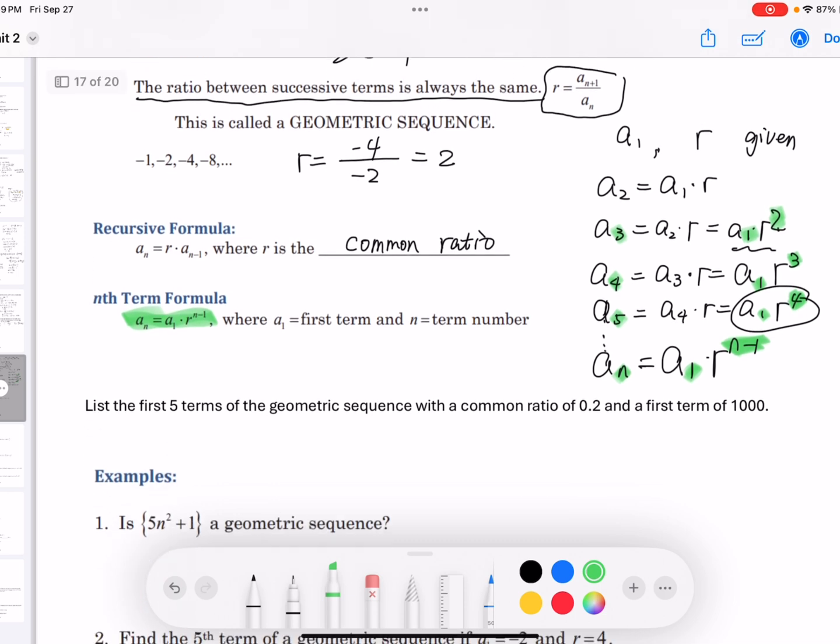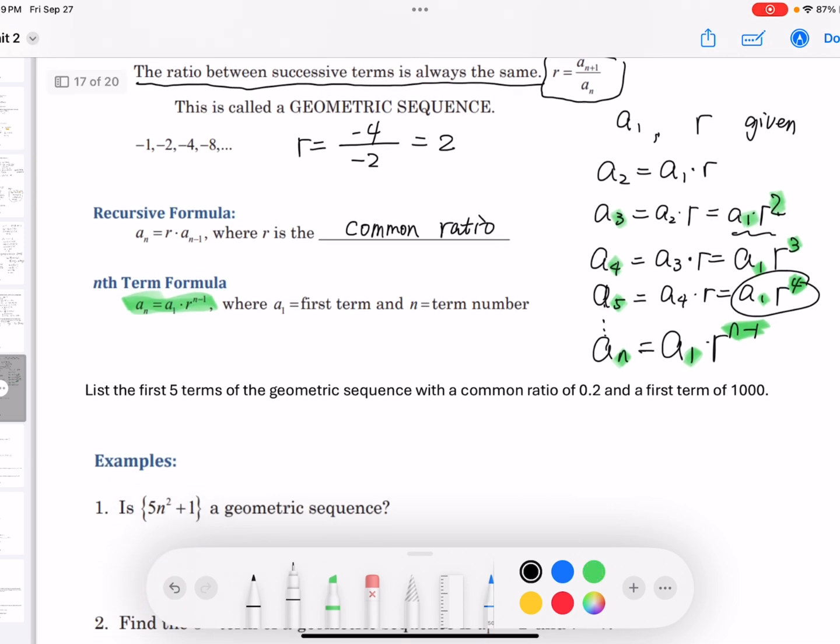Okay, so how about a tricky question? If I have a sub 50, I say this one is equal to a sub 20 multiplied by r to the question mark power. What should I put here?